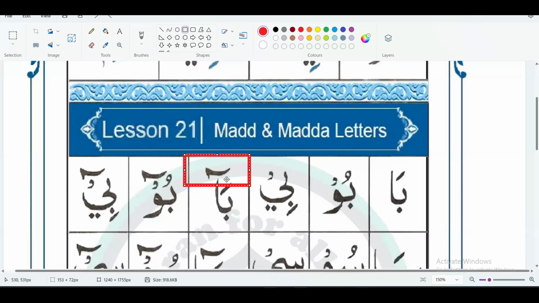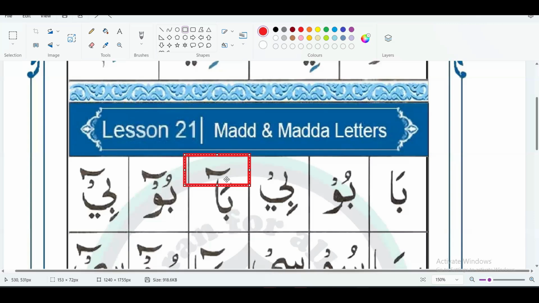Whenever you see this sign, which we call a mud sign, on the top of any madda letter, then we stretch it for 4 to 6 seconds. We stretch more if we see the mud on the madda letter. Let's repeat it. Whenever we have a madda letter, alif madda, vav madda, ya madda, then we stretch for 2 seconds. But if we have mud on it, then we stretch it for 4 to 6 seconds. That is the longest sign we have, the sign which we have to stretch more.